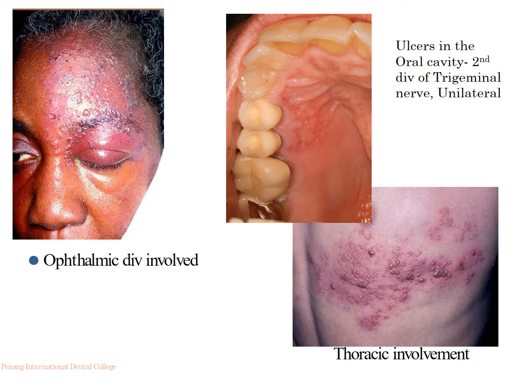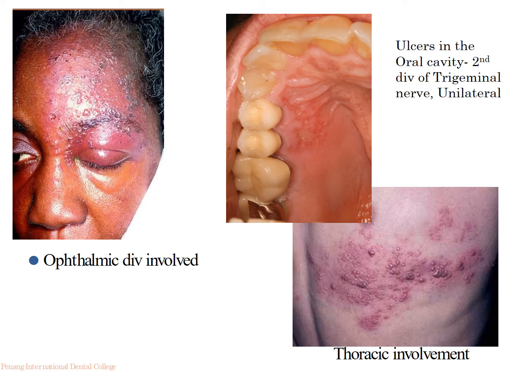In the first image, you would see involvement of the ophthalmic division, and you can clearly see that along the midline the lesions stop, and only the eye on the left side, along with the forehead, is involved. Exactly the distribution of the ophthalmic division of the trigeminal nerve is seen here.